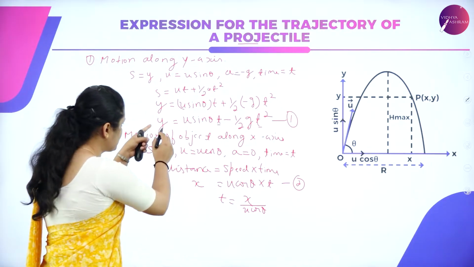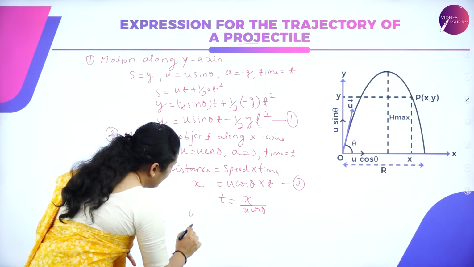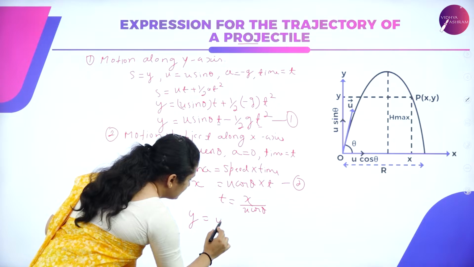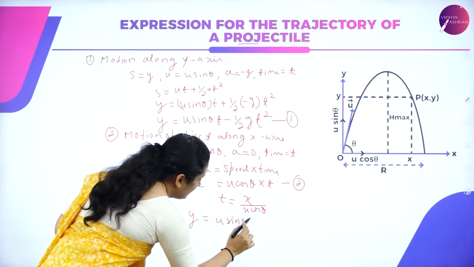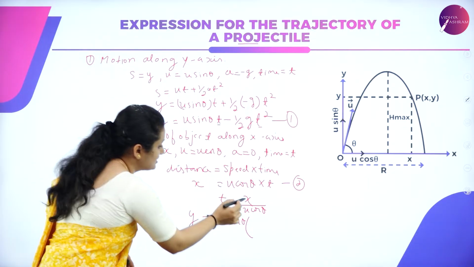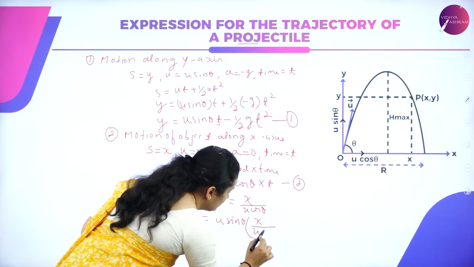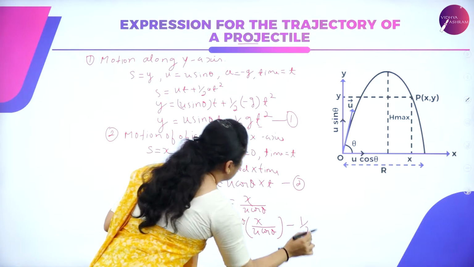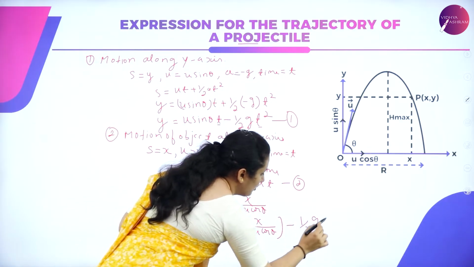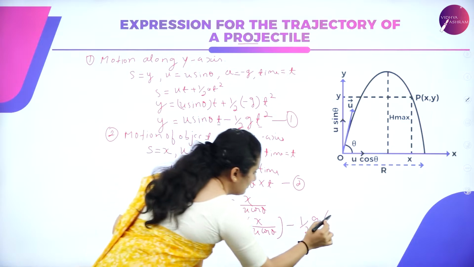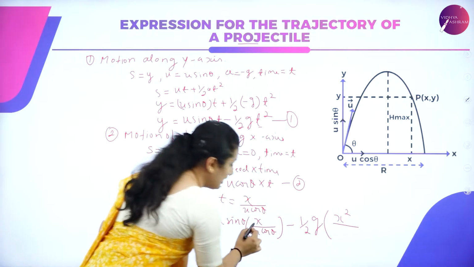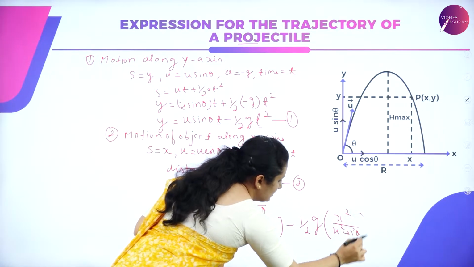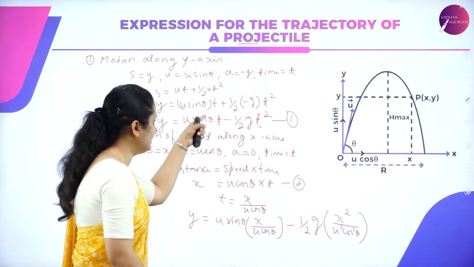So, what will my equation reduce to? y is equal to u sin theta t, that is u sin theta. What is t? It is x by u cos theta, minus half g. What is t square? x square, multiplying the square, x square by u square cos square theta. Substituted the value of t in equation 1.